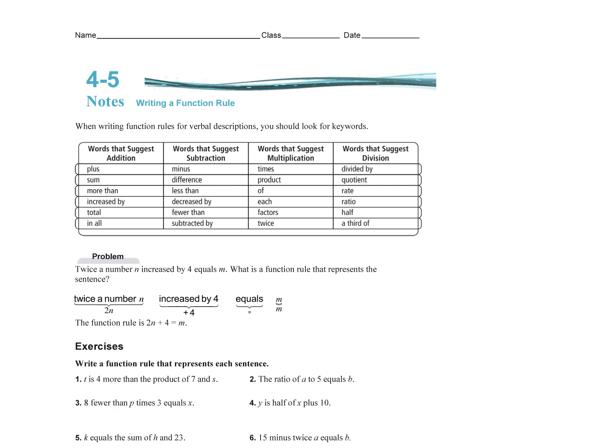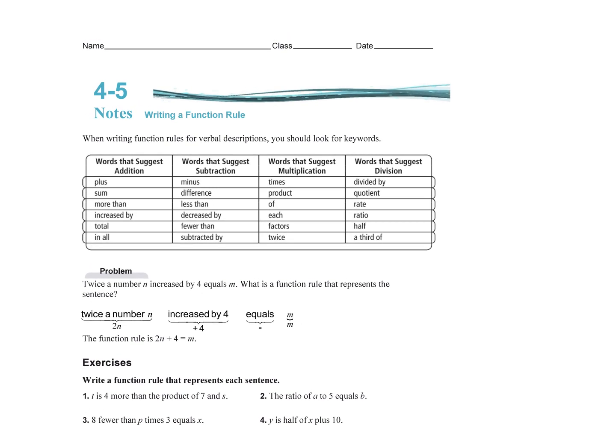So we have plus, sum, more than, increase by, total, in all, minus, difference, less than, decrease by, fewer than, subtracted by. Those are for subtraction. For multiplication, we have times, product of, each, factor, twice. And for division, is divided by, quotient, rate, ratio, half, a third of.